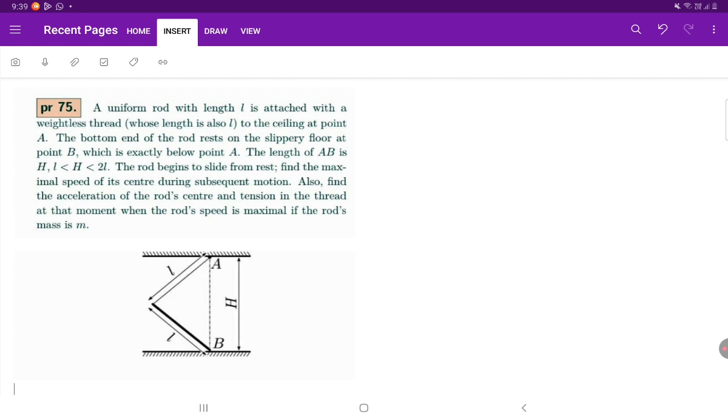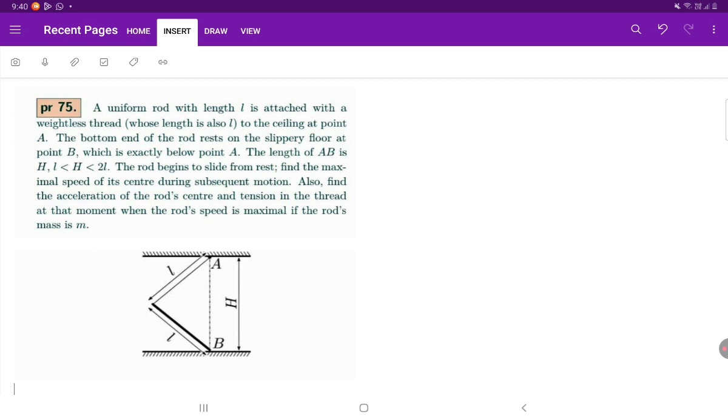It says a uniform rod of length L is attached to a weightless thread to the ceiling at point A. The bottom end of the rod rests on a slippery floor at point B, which is exactly below A. Length of AB is h. The rod begins to slide from rest. Find the maximum speed of the center during the subsequent motion.